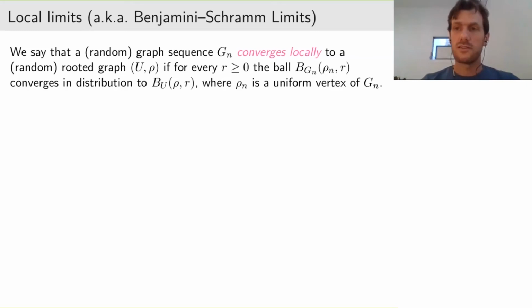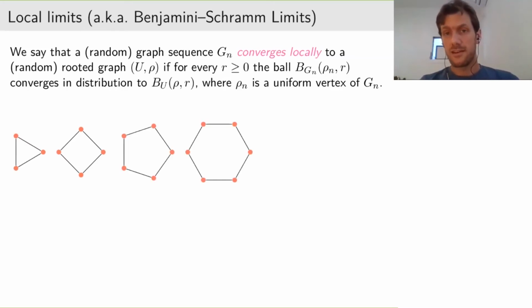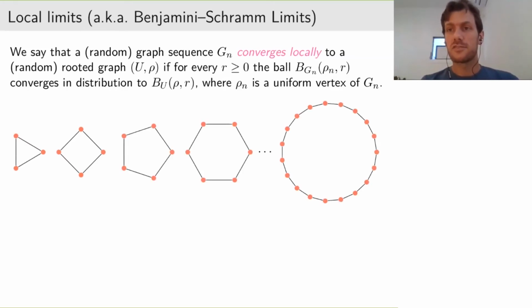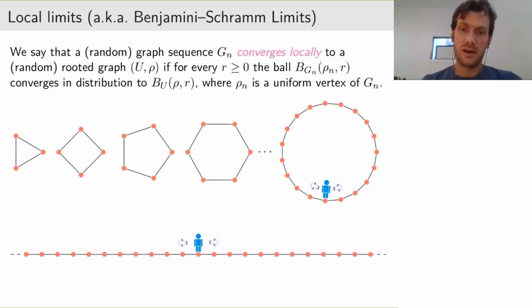So this is really convergence in L1 of the probability mass function. Here's an example. Let us consider the sequence of cycles. For every fixed radius, if we take the cycle to be long enough, then from any vertex at radius r, we don't see the cycle close. So in that sense, we see a path that goes r in both directions. Hence, the limit will be just a bi-infinite path.